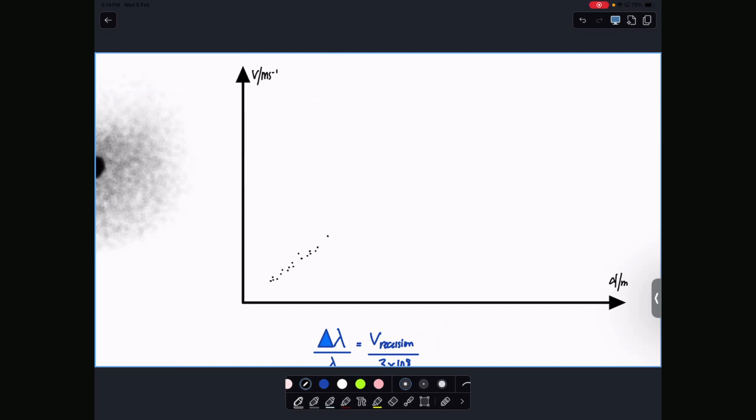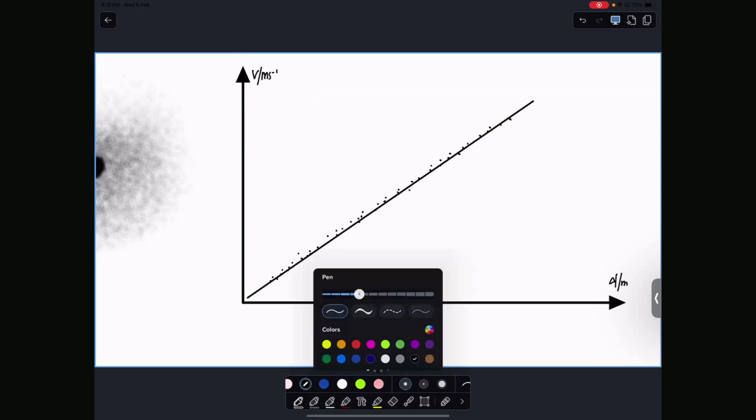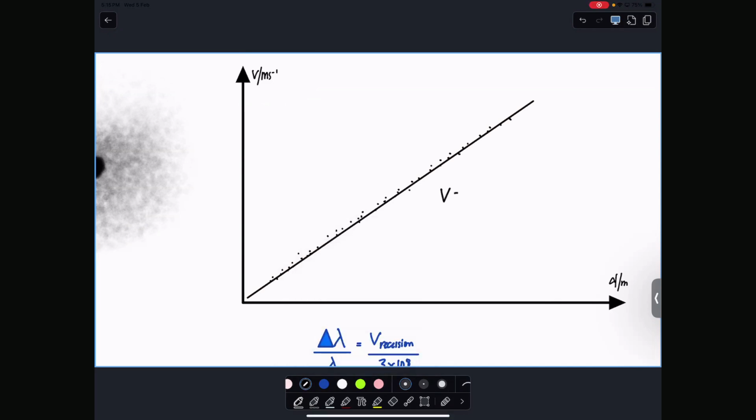And he did a graph, and he found that the graph gave you this kind of a graph, where what do you think is the relationship? It's not only proportional, it is actually directly proportional. It's a straight line passing through the origin. And from there, he came across this relationship V equals H naught D.